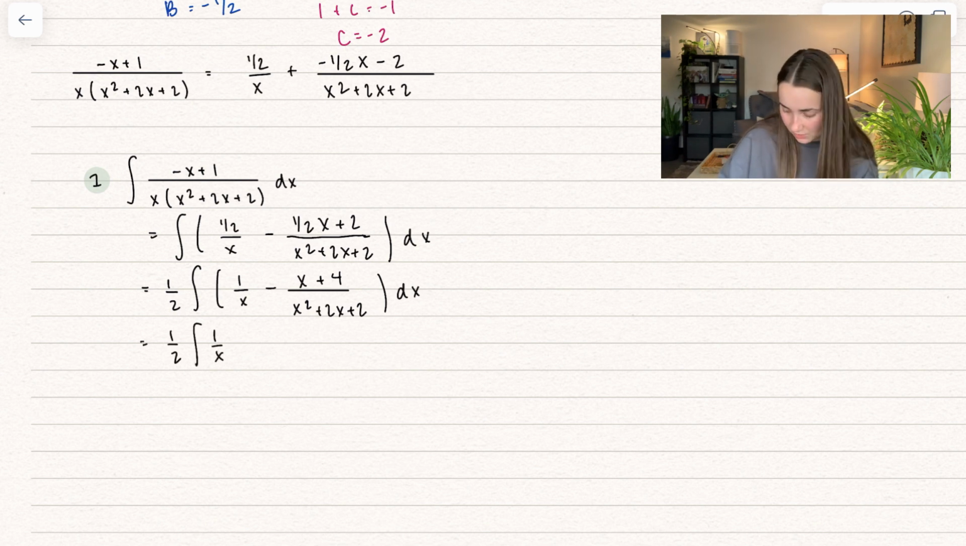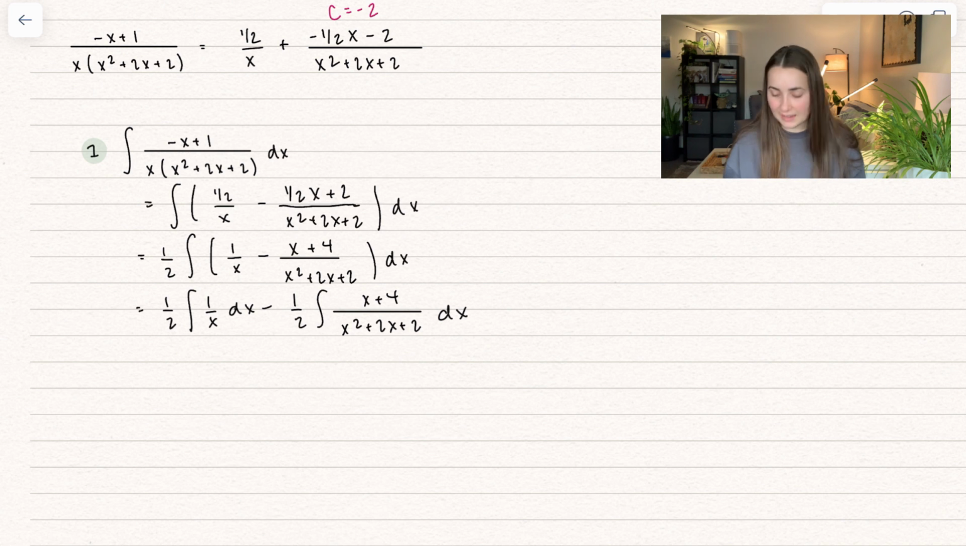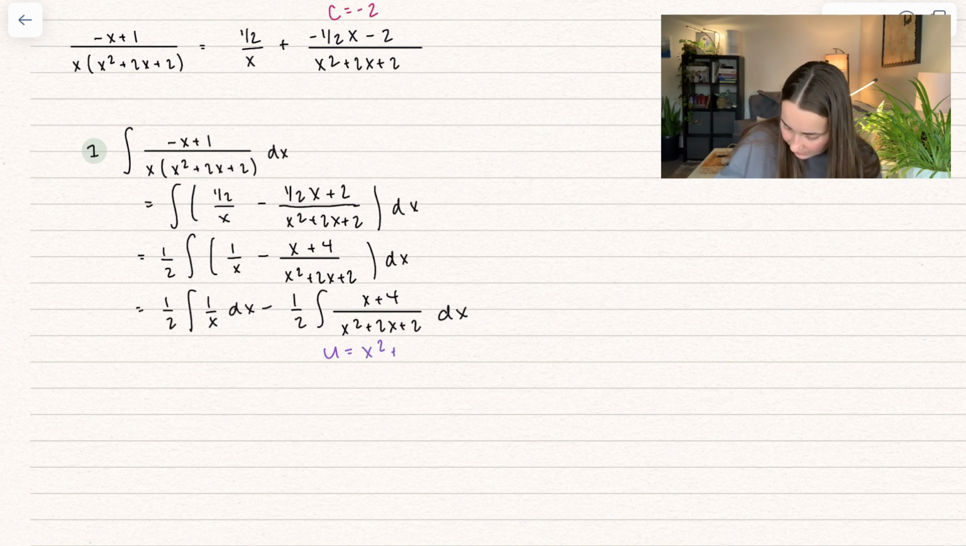That's just going to be natural log of x, so that's not really our issue. Our issue is this other one over here. So looking at the second integral, I want to use u substitution. Let's say theoretically I set u equal to x squared plus 2x plus 2, the denominator. Then my du would be equal to 2x plus 2.